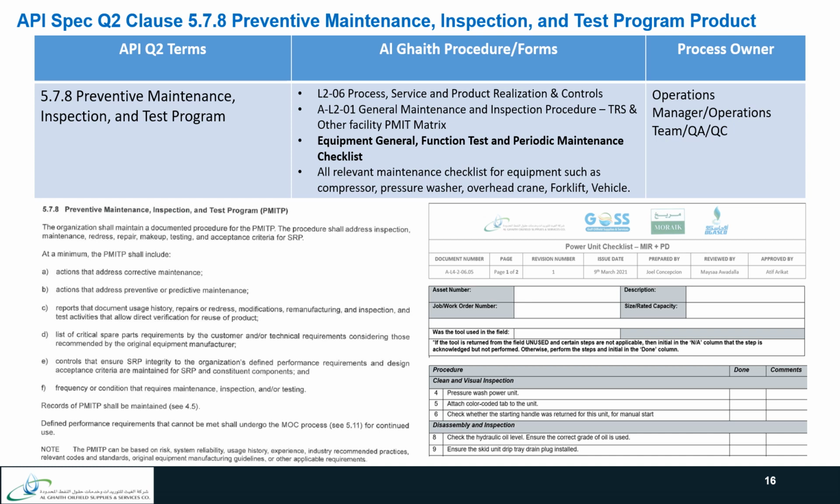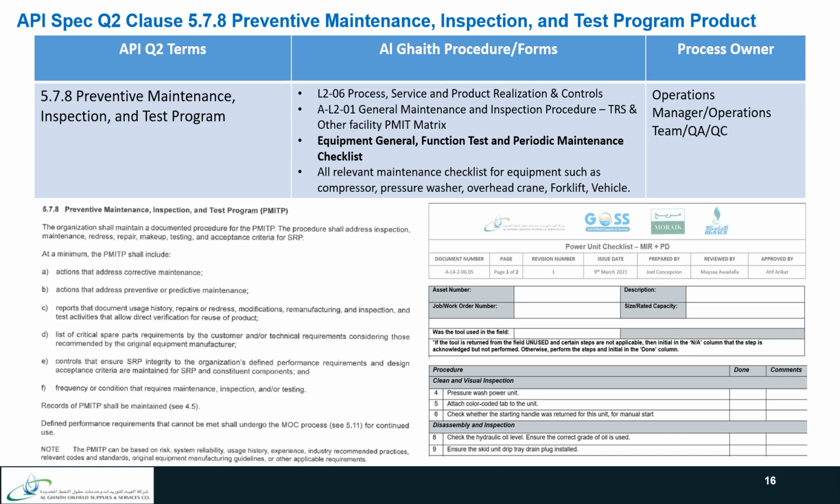L206 Process, Service and Product Realization and Controls Procedure and Specific Preventive Maintenance, Inspection, and Test Program and PMIT Matrix for all facilities per product line. Example of Specific Preventive Maintenance, Inspection, and Test Program for TRS is the L201 General Maintenance and Inspection Procedure. Example of Equipment General Function Test Checklist is as shown.